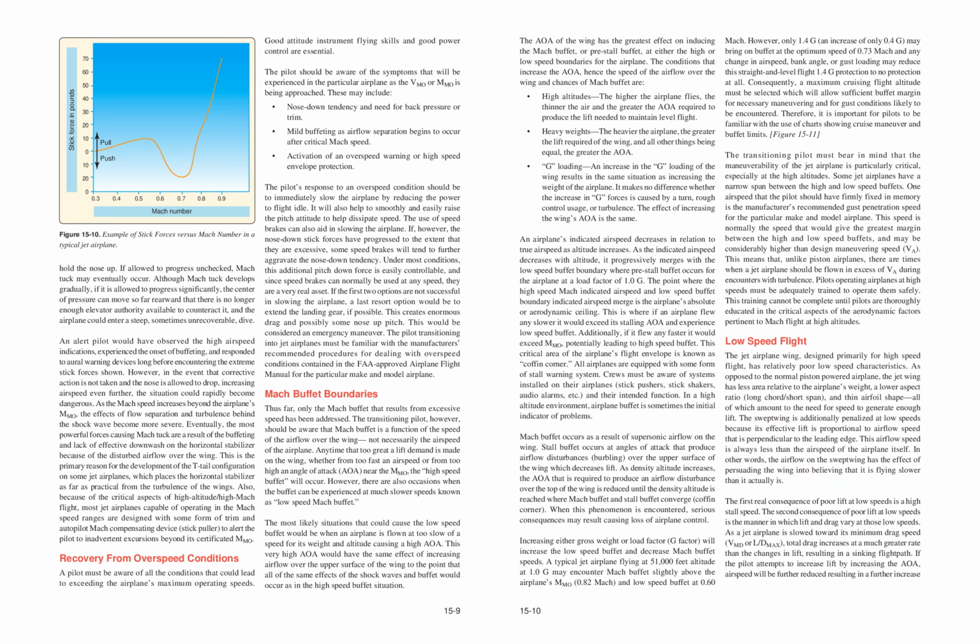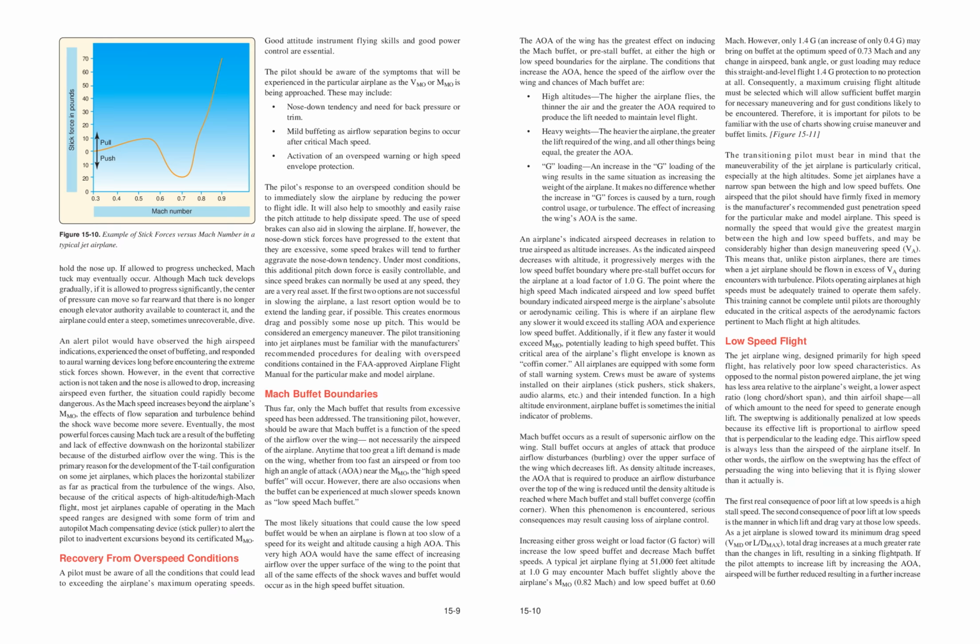However, there are also occasions when the buffet can be experienced at much slower speeds, known as low-speed Mach buffet. The most likely situations that could cause the low-speed buffet would be when an airplane is flown at too slow of a speed for its weight and altitude, causing a high AOA. This very high AOA would have the same effect of increasing airflow over the upper surface of the wing to the point that all of the same effects of the shock waves in buffet would occur as in the high-speed buffet situation. The AOA of the wing has the greatest effect on inducing the Mach buffet, or pre-stall buffet, at either the high or low speed boundaries for the airplane.